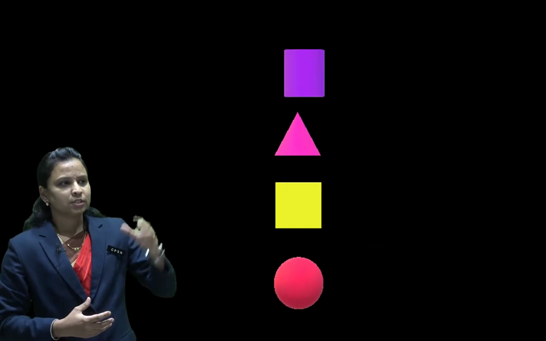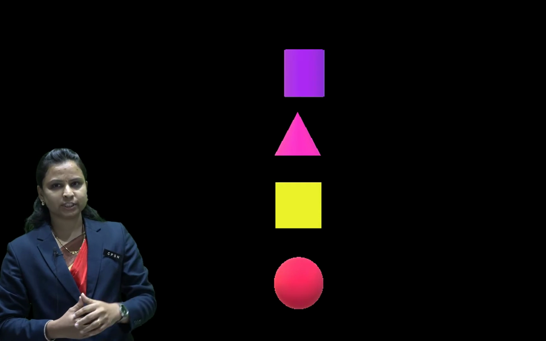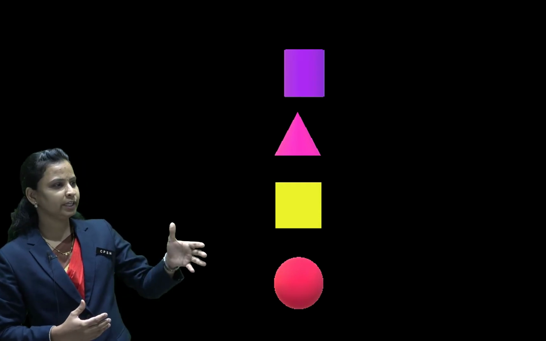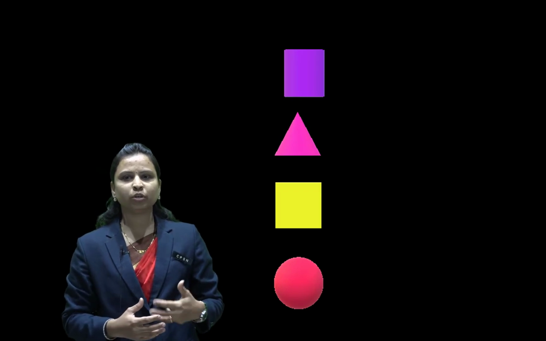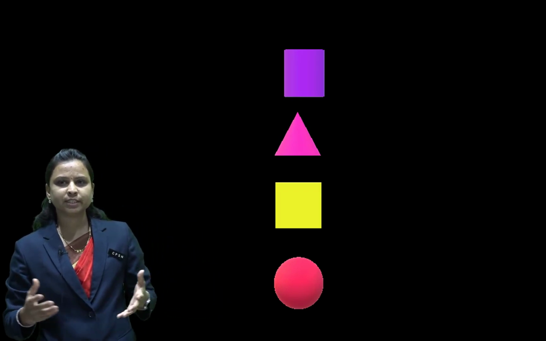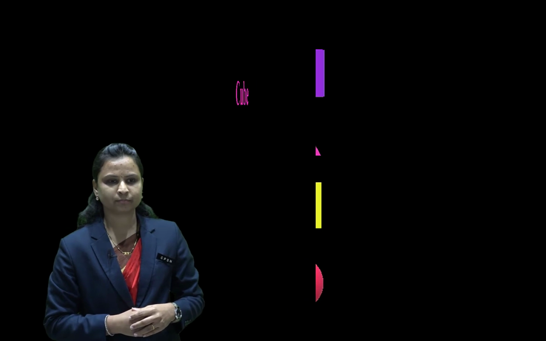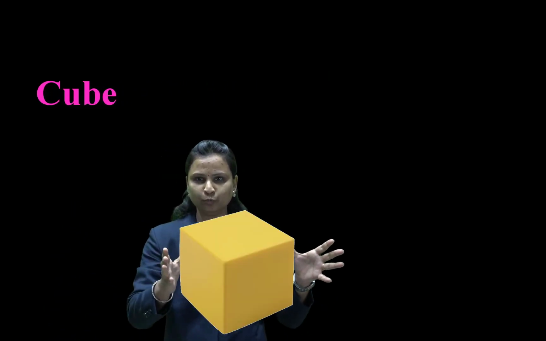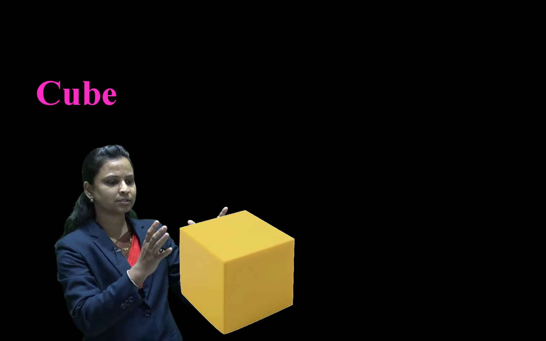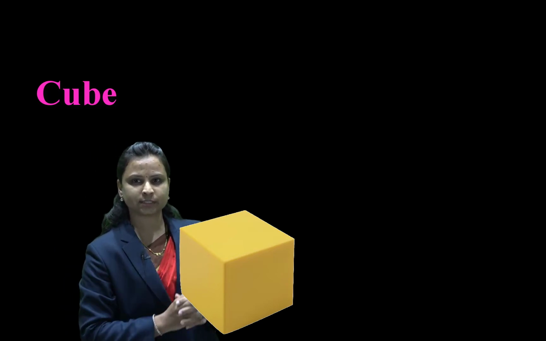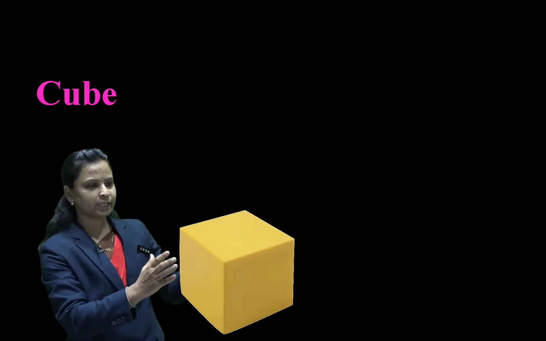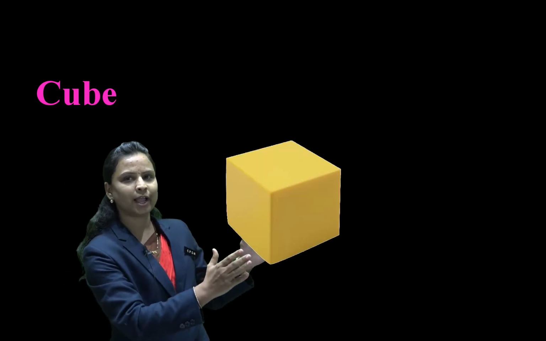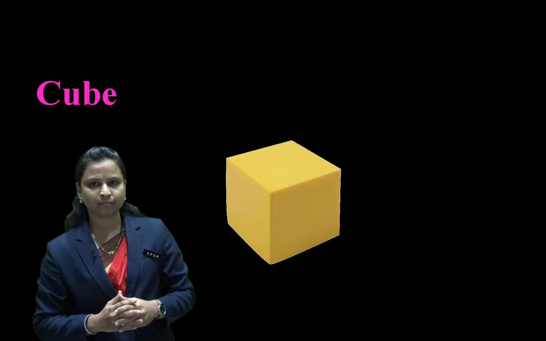So, students, see all these objects, these are 3D or three-dimensional shapes. We shall now learn about the surface areas and volumes. Cube. See, this is a cube. It has six faces. How many faces? 6 faces. Its length, breadth and height all are equal.